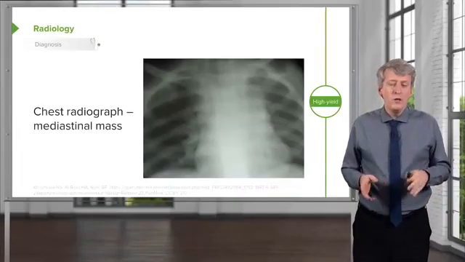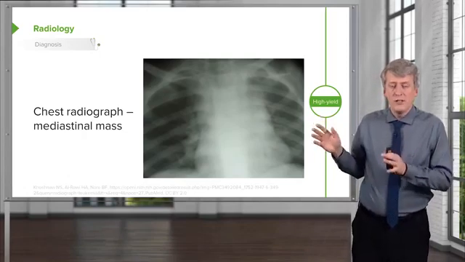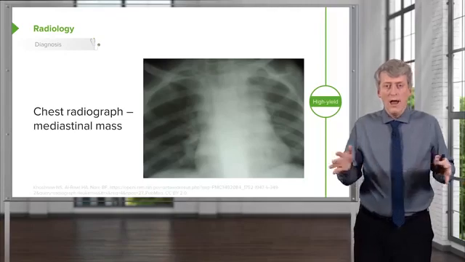What radiology do we get? We usually get a chest X-ray. And a chest X-ray can often show a large mediastinal mass like you can see in this patient with a widened mediastinum.